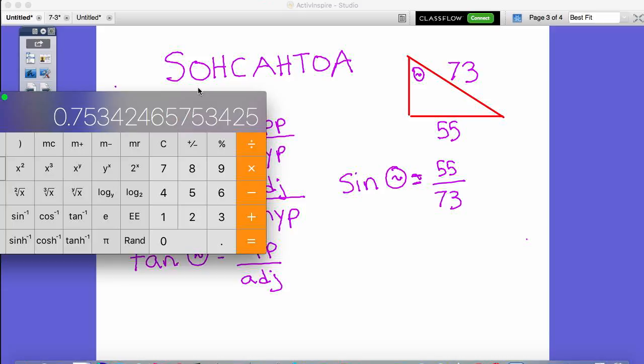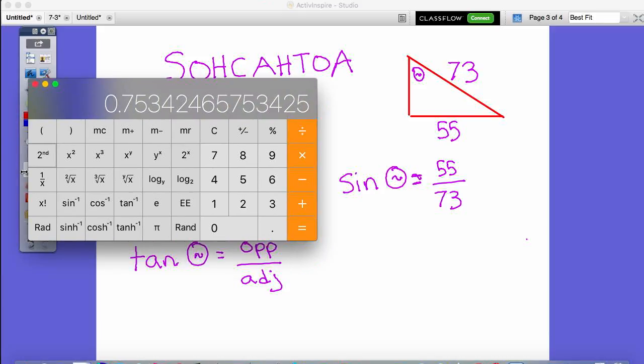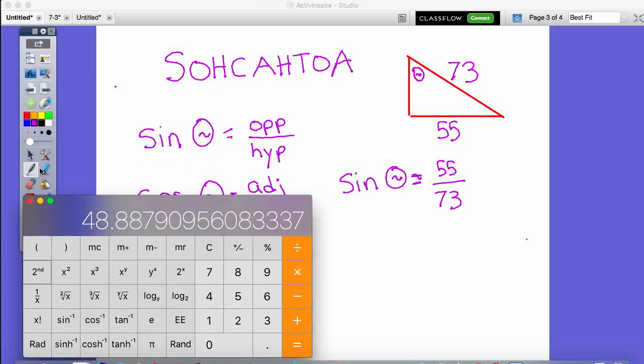So when I take this calculator and I do 55 divided by 73, I get that trigonometric ratio. Using my calculator, this one on the computer is still stuck on second, so second, but now instead of tangent inverse, I'm using sine inverse because I'm dealing with the sine. And I get that angle theta is about 48.9 degrees.